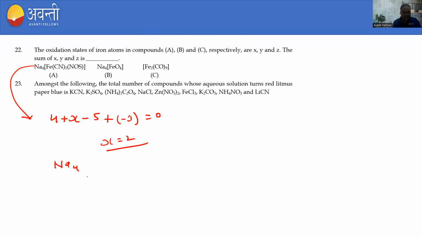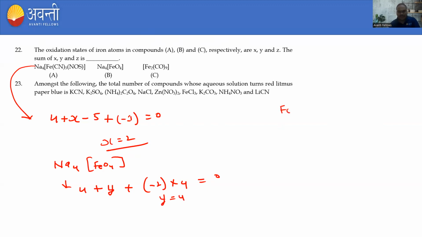Similarly, the oxidation state of Fe in Na4FeO4, how will you calculate in this, beta? In this, again, Na has 4 plus, y you need to calculate, plus minus 2 into 4 times, right? Because oxygen in FeO4 has minus 2, so minus 2 into 4 is equal to 0. So y comes out to be 4.